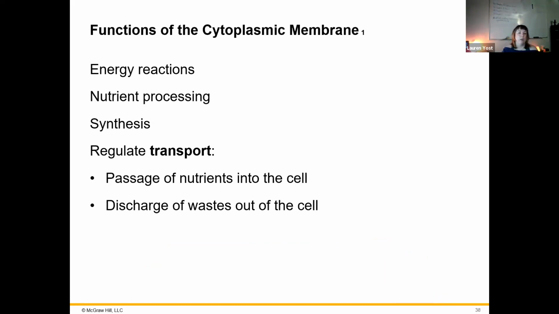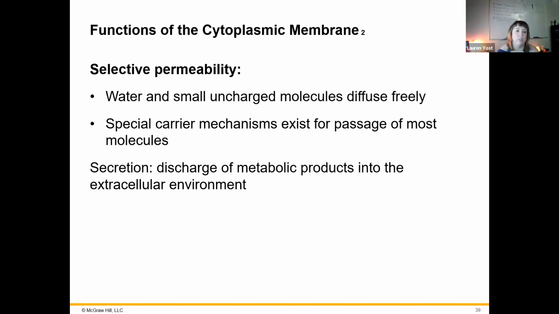We have a lot going on inside of a bacterial cell associated with the cytoplasmic membrane. We have organelles, little structures within our cells that perform functions for us, whereas bacteria have to do this all associated with their actual inner membrane. So this is where they have their energy reactions, their nutrient processing, and making new molecules to build up parts of the cell. And then it's also where they regulate all the transport of nutrients into the cell and waste out of the cell.